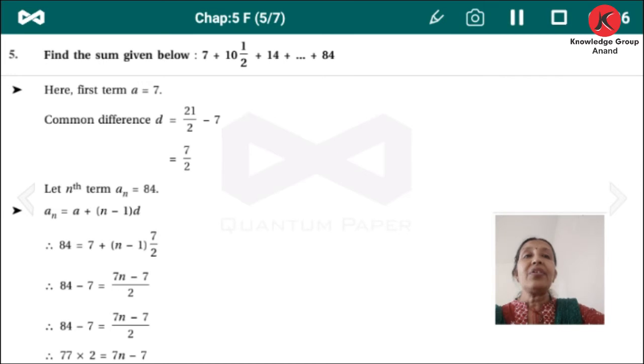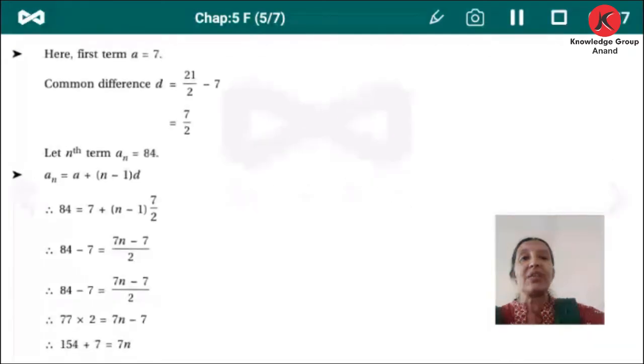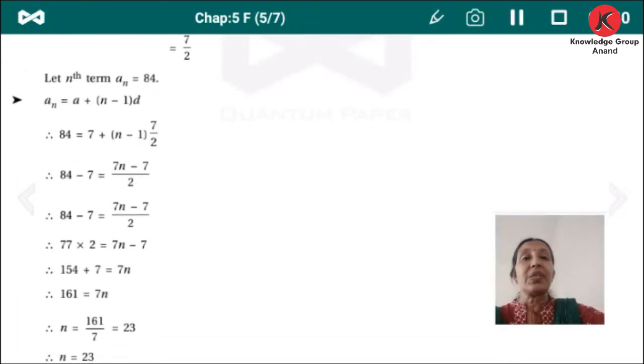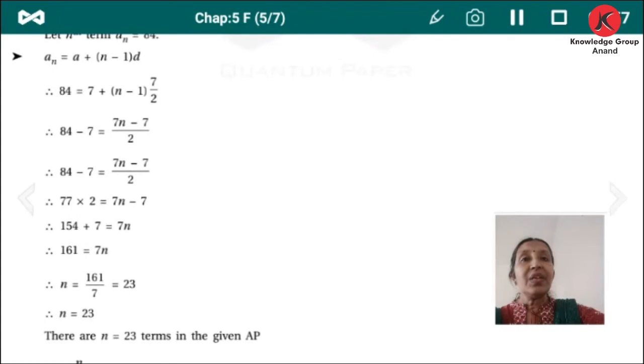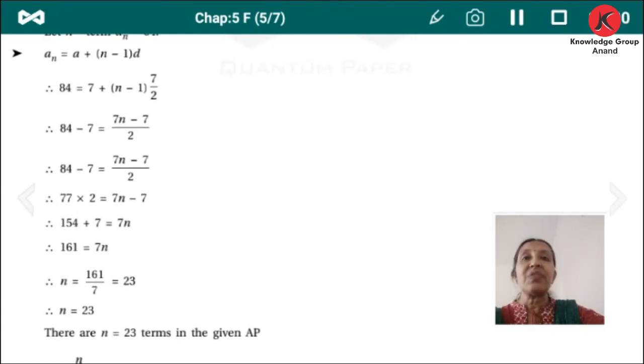Let n be the number of terms, and the last term is equal to 84. Find the sum of the given AP. First we find n. an is equal to a plus (n minus 1) into d. Therefore 84 is equal to 7 plus (n minus 1) into 7/2. 84 minus 7 is equal to (n minus 1) times 7/2. Otherwise, you take the 2 to the opposite side in multiplication and the 7 in division.